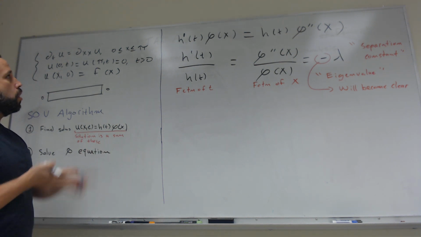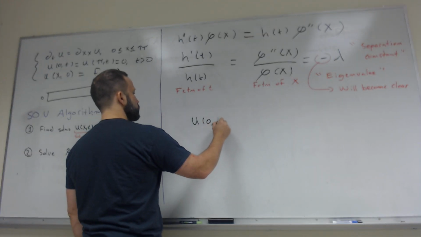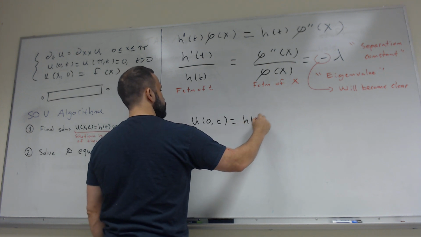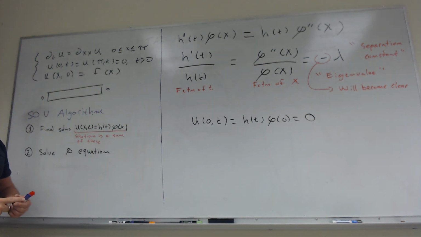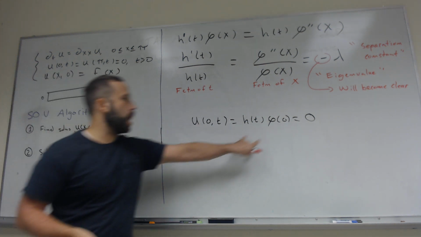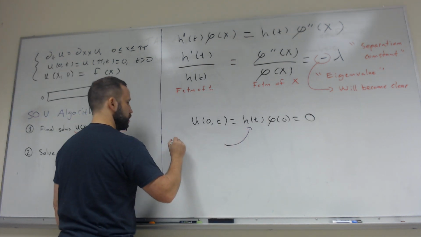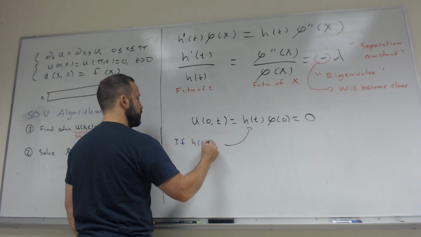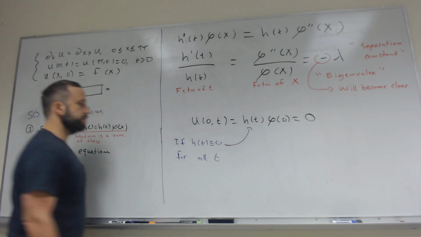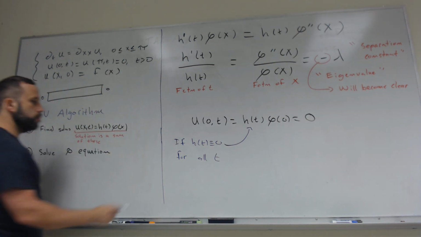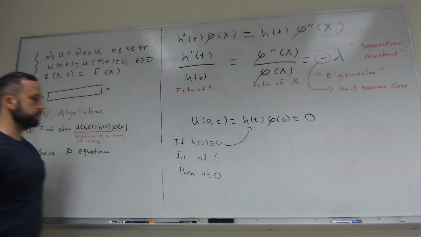And here's where we're going to use the boundary conditions. What do I know about phi and h here? Well, I know that u of 0, t is equal to h of t phi of 0, and that's equal to 0. So what can I conclude here? The product is equal to 0. If h of t is equal to 0 for all t, then u is trivial. In other words, u is identically equal to 0.